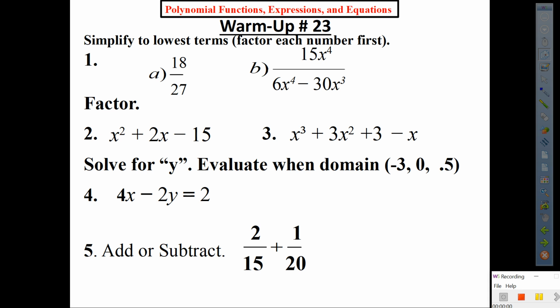For numbers 2 and 3, it says factor. Number 2 reads x squared plus 2x minus 15. And 3 is x cubed plus 5x squared plus 3 minus x. For number 4, it says solve for y and evaluate with a domain of -3, 0, and 0.5. They give us the equation for number 4, 4x minus 2y equals 2. And number 5, it says add or subtract, and they give us 2/15 plus 1/20.